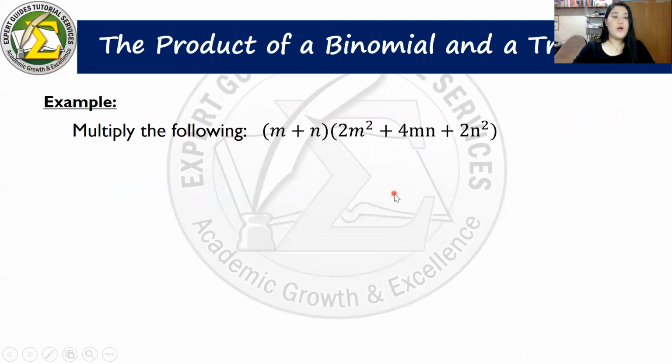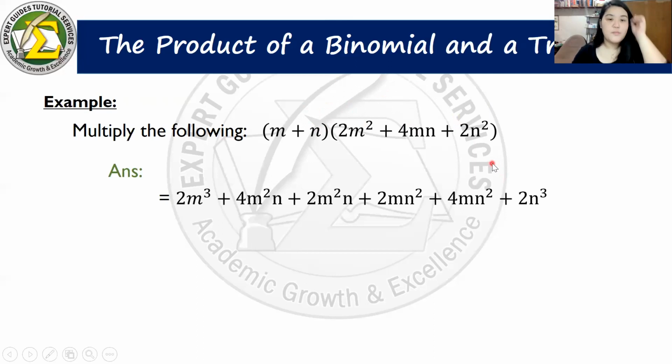So let's try to answer this example. So we have to multiply the binomial m plus n times the trinomial 2m squared plus 4mn plus 2n squared. So what are we going to do first? We're going to multiply m to each of these terms ng ating trinomial. And then after m, ito naman tayo sa ating second term na ating binomial. And then we're going to multiply each of them sa tatlong terms.